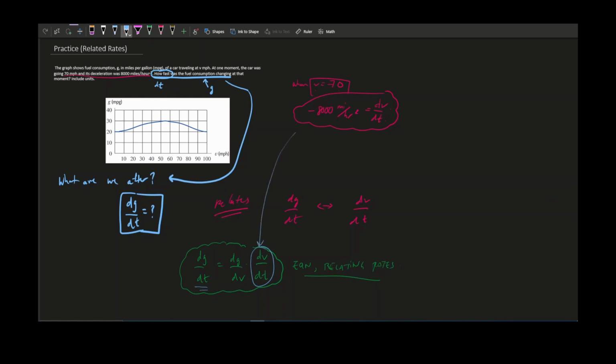I want dG/dt. And so in order to do that, I must have no more unknowns in the equation. So I need to find dG/dV. So how do I find dG/dV? Well, this is a mouthful. Based on this graph, I have a graph relating G to V. What is dG/dV in this context? Well, it would be the rate of change of G with respect to V, aka the slope of the tangent line. So we're looking for the slope of the tangent line at V equals 70.